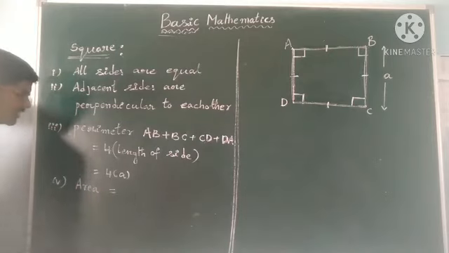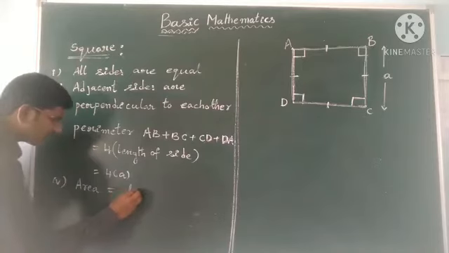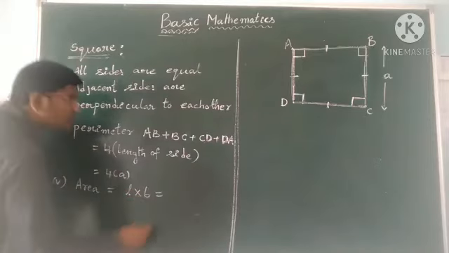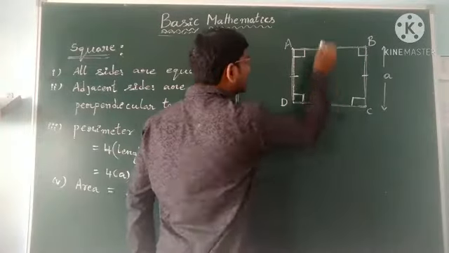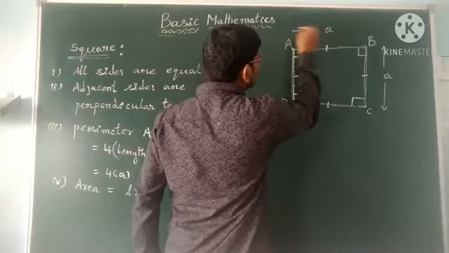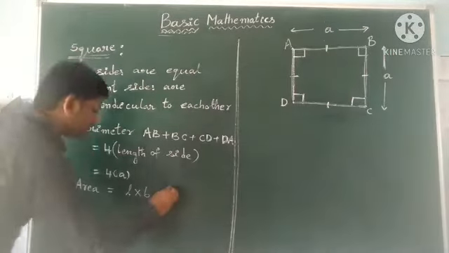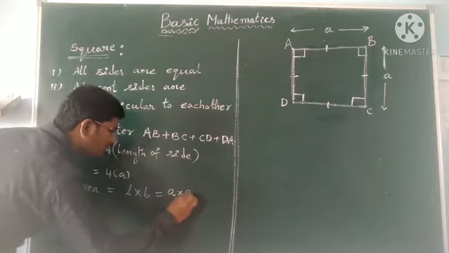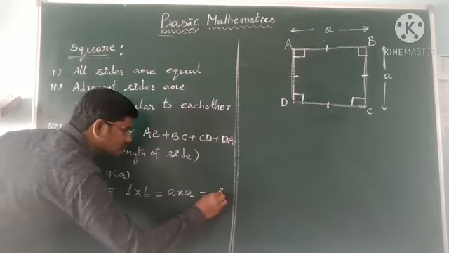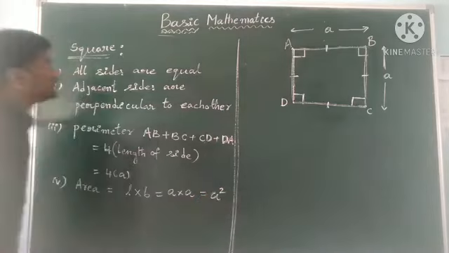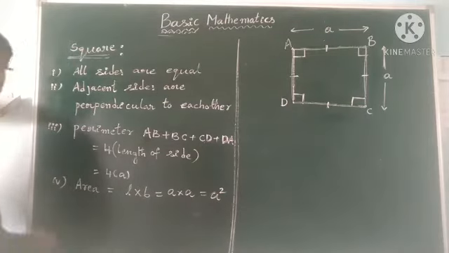Area of the square. What's the formula we know? Area means length into breadth. So its length is A, and here also A. If you write A into A, you will get A square. Okay students, so we got the area.